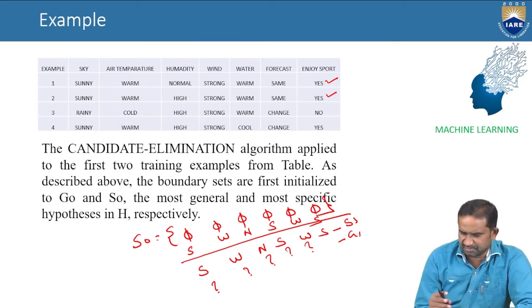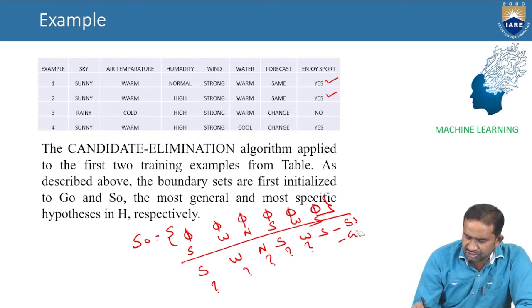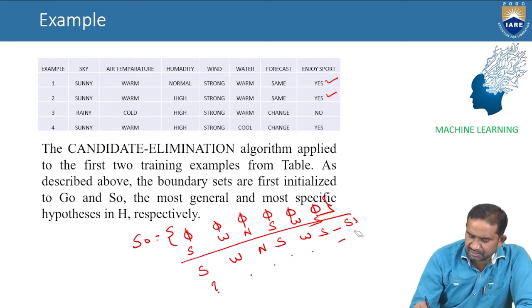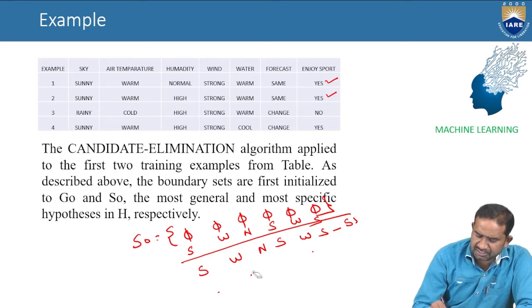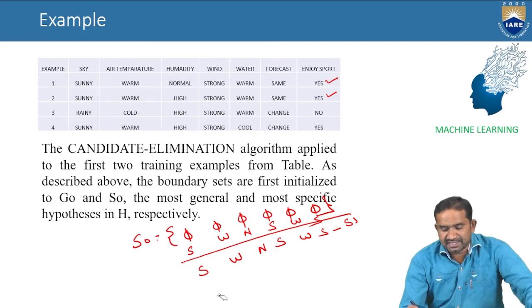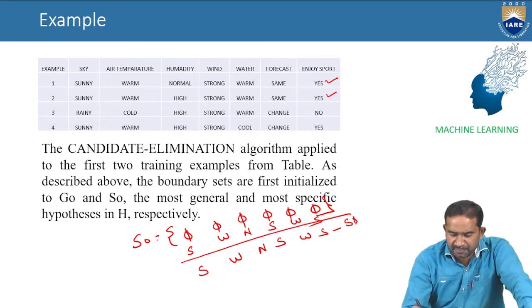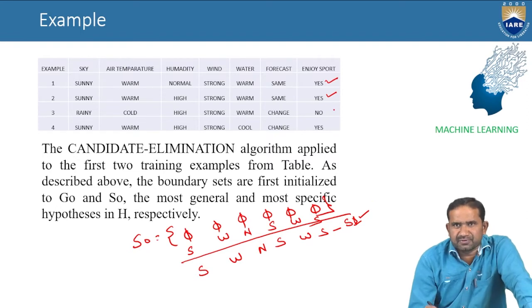We can check it once again. Why? Because G1 is there. There are no changes in the general hypothesis because it is a positive training example. So no changes. So this output is the first specific hypothesis S1. S1 is compared with the second training example.